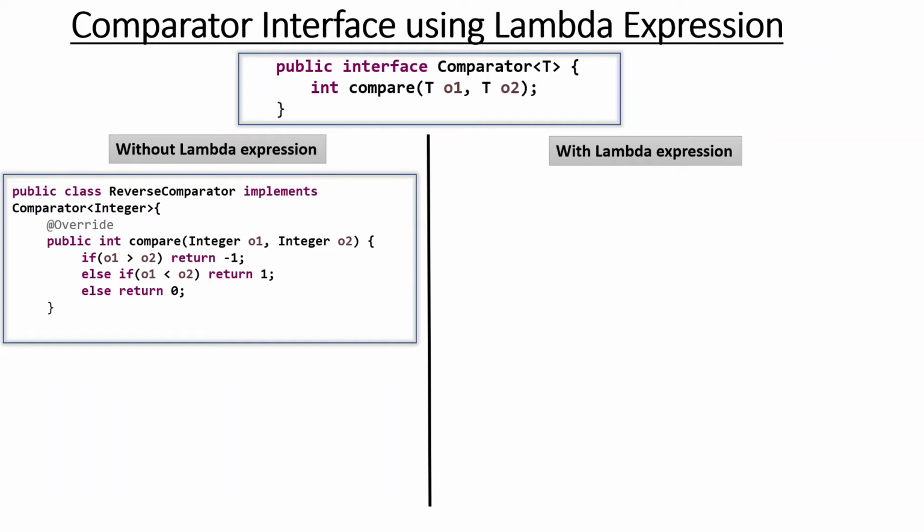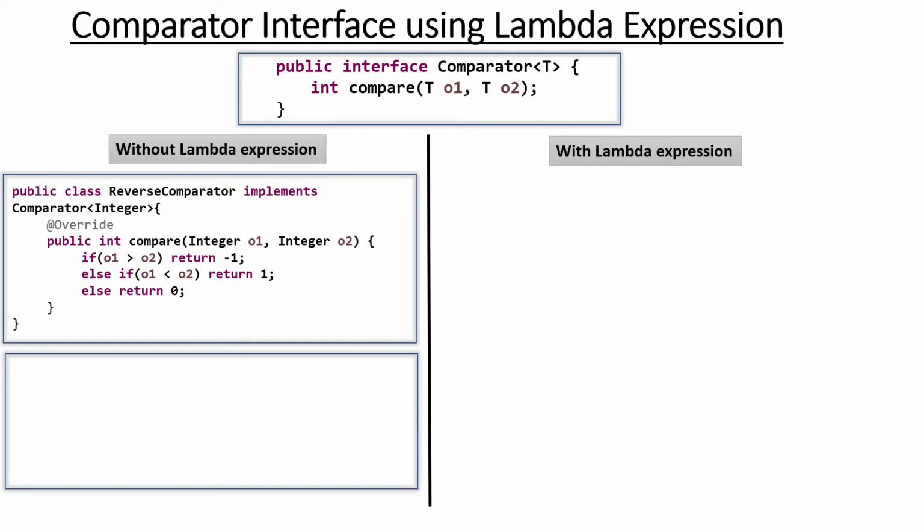So in this method we'll return -1 when the object 1 is greater than object 2. We'll return a 0 when both the objects are equal, and we'll return 1 when the object 1 is less than object 2. So now if I want to call this method, I'll have to write a code to instantiate this ReverseComparator and then call the method compare. So our code will look something like this.